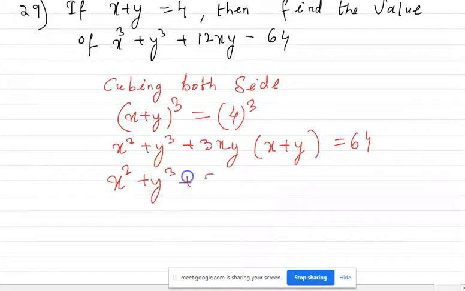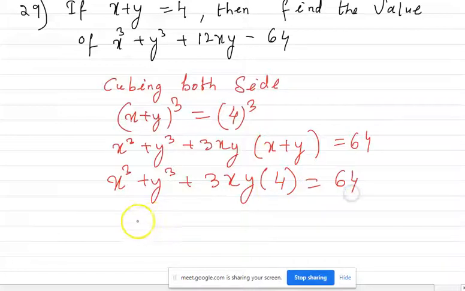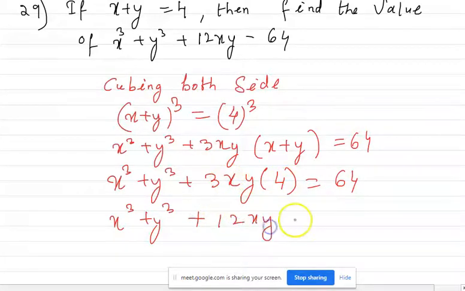y cube plus 3xy. The value of x plus y is 4. So I'll write here 4 is equal to 64. That means x cube plus y cube plus 3 4s are 12, so 12xy is equal to 64.